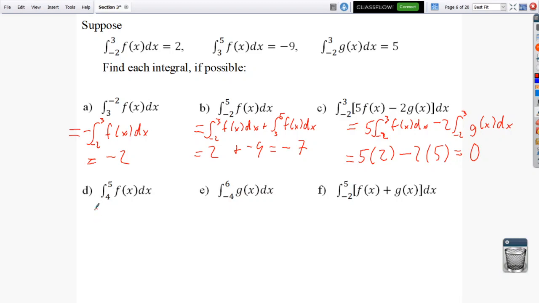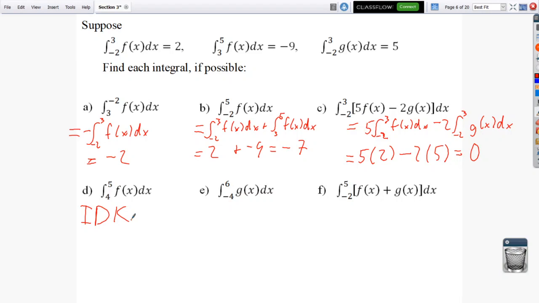So this one is a legitimate IDK. I've seen that on tests before. You might want to clear it up like, I don't know, because I'm not told what happens between 3 and 4 of f of x.